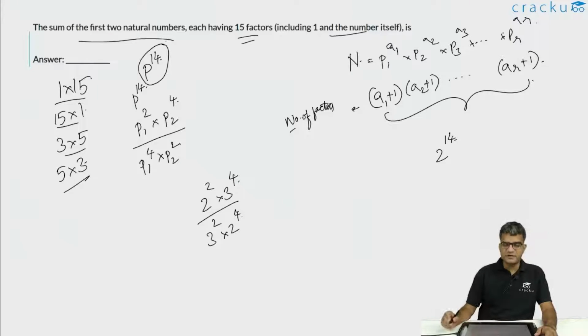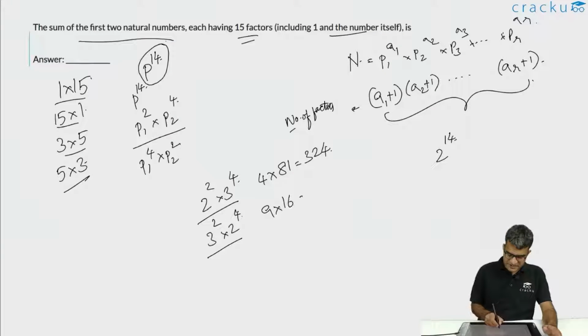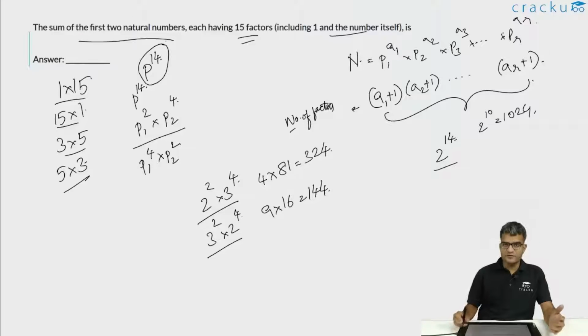2 square into 3 to the power 4 will be 4 into 81, which is equal to 324. 3 square into 2 to the power 4 is 9 into 16, which is 144. 2 to the power 14 is very large. We know that 2 to the power 10 is 1024, so 1024 into 2 to the power 4, which is 16, is greater than 16,000. This is very large, so we can ignore it.